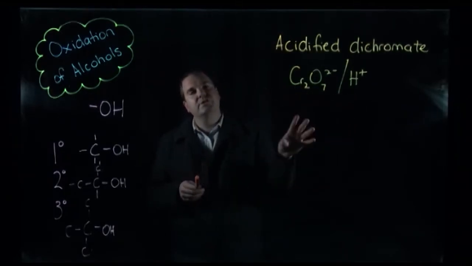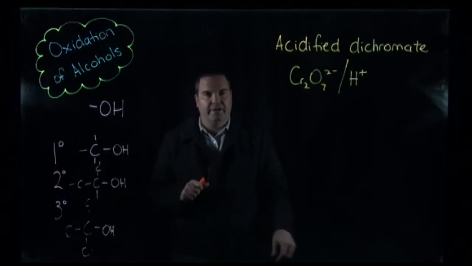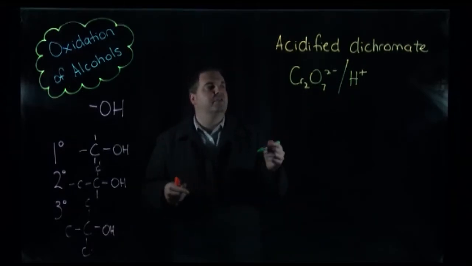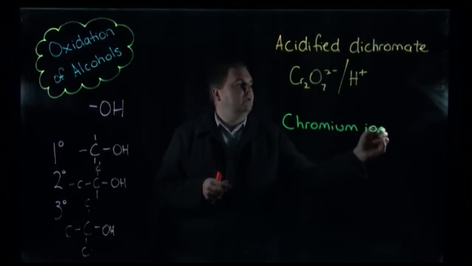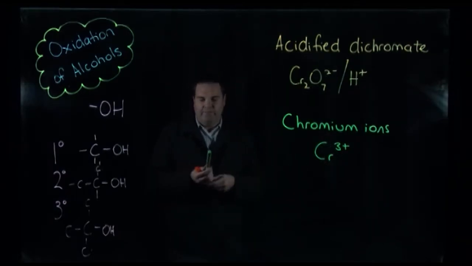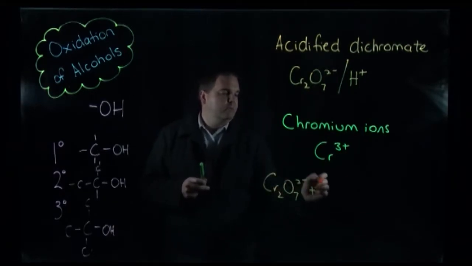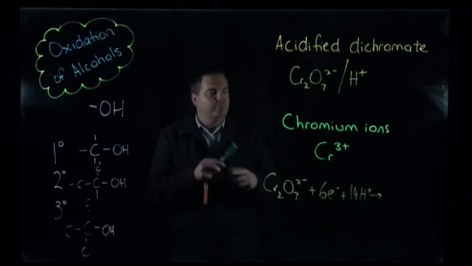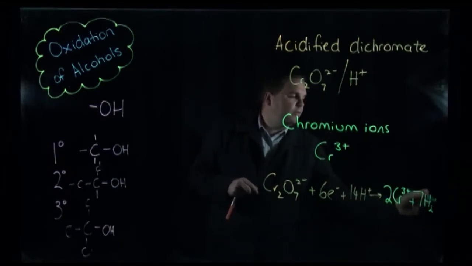Now, this is a very strong oxidizing agent, which means it will oxidize alcohols. And each of the alcohols oxidizes in a different way. If the dichromate undergoes reduction, so it oxidizes something else, it goes to chromium ions. And chromium ions, Cr3+, are green. So you have a half equation that occurs here. Cr2O7 2- picks up 6 electrons and 14 hydrogen ions, and what you get is 2 lots of your green chromium ions plus 7 lots of water.